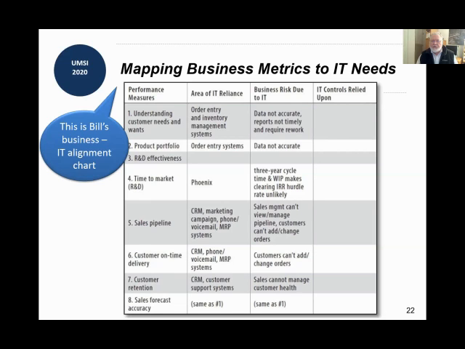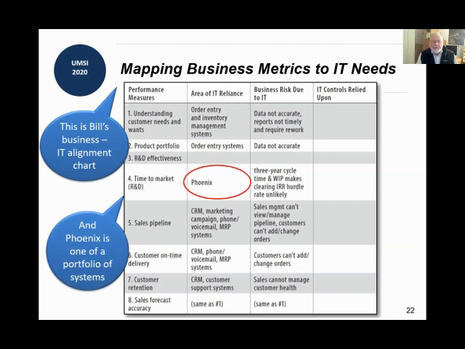And then they went through an exercise of listing which IT systems they rely on in order to accomplish these goals. And then the third column, what business risk is due to IT if these systems fail. And then they've got some more work to do in terms of controls. And so you notice Phoenix is one of the systems on this list, which is what we're reading about in the Phoenix Project.